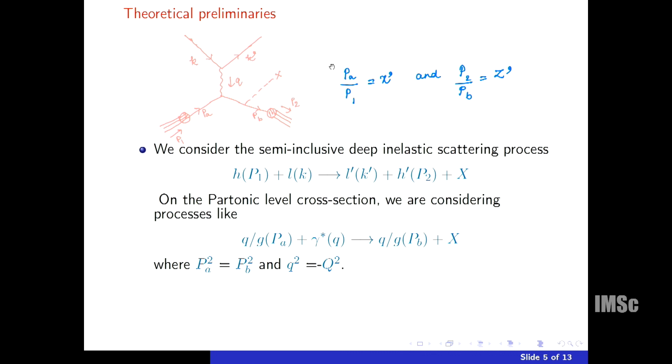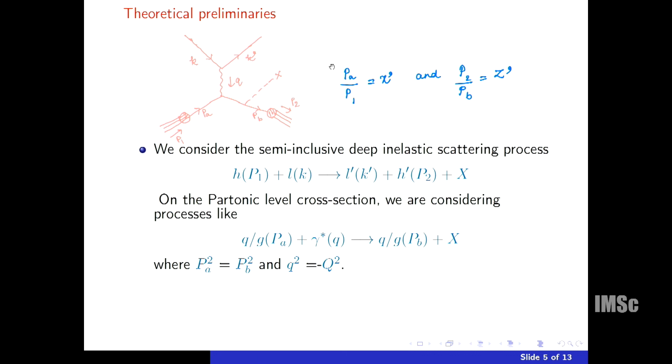So what are the theoretical preliminaries? First I will tell you what inclusive means, since my work is semi-inclusive deep inelastic scattering. What is inclusive deep inelastic scattering? In deep inelastic scattering we take a hadron and collide it with an electron, and in the final state there will be a bunch of particles, and we integrate over all the particles, and that's why its name is inclusive. Inclusive means integrating over all the final state particles. And that's how, with the help of the final state, we try to probe the internal structure of the hadron. But in semi-inclusive deep inelastic scattering we go one step further.